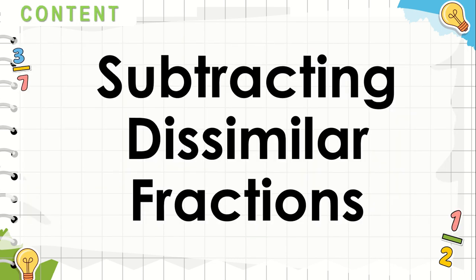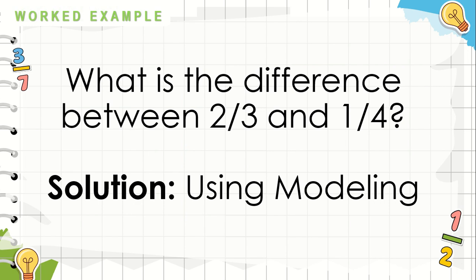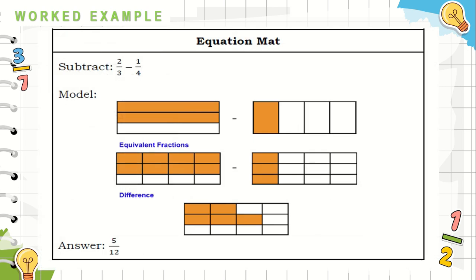Subtracting dissimilar fractions. What is the difference between 2/3 and 1/4? Let us now solve. For the solution, we will use modeling. Here is the equation. Based from the model, the answer is 5/12.